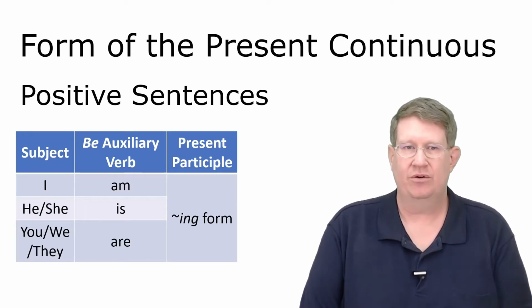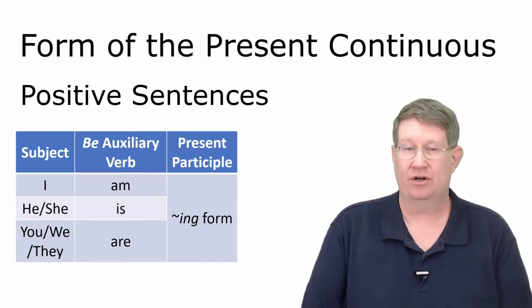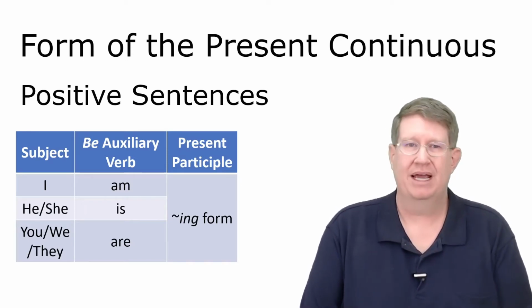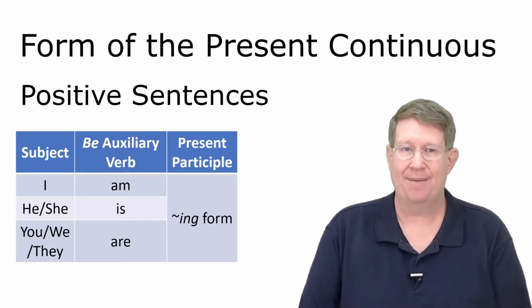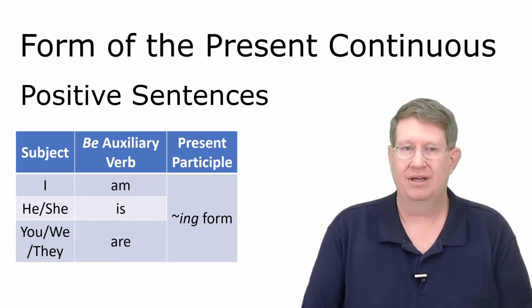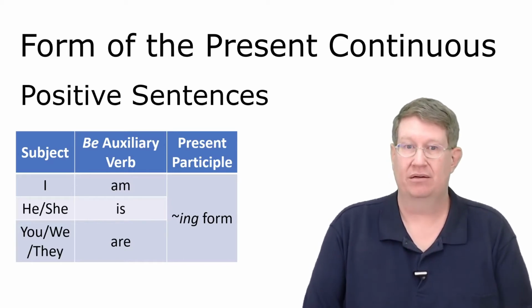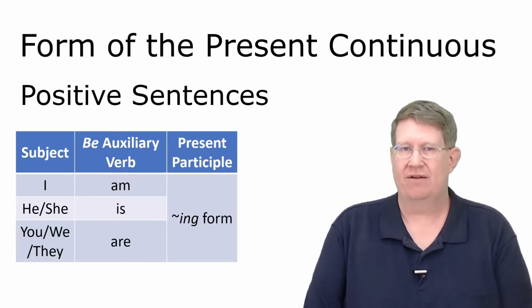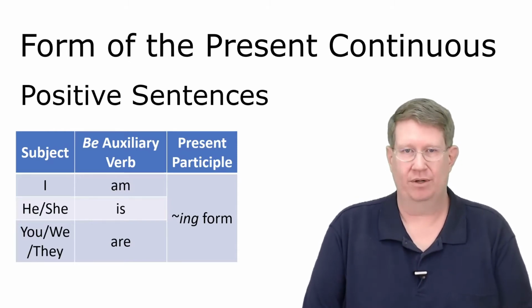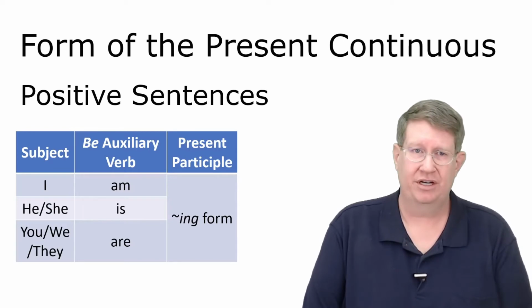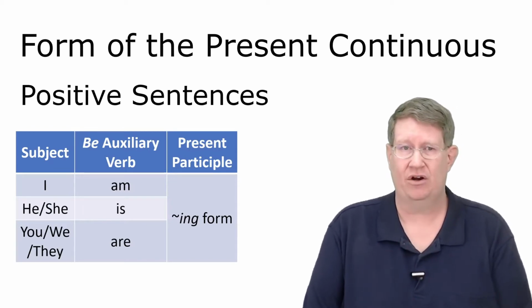So as you can see, we have the subject, and then we have an auxiliary verb, a helping verb, and it's the verb be. And it's different for each person. So I am, he, she, or it is, you, we, they are. And then we have the present participle. Most people just call it the ing form. So making the present continuous for a positive sentence isn't that complicated.